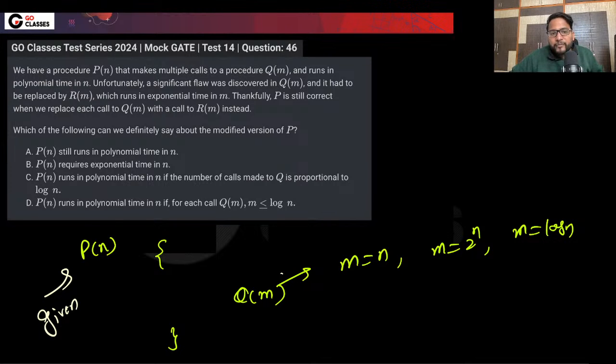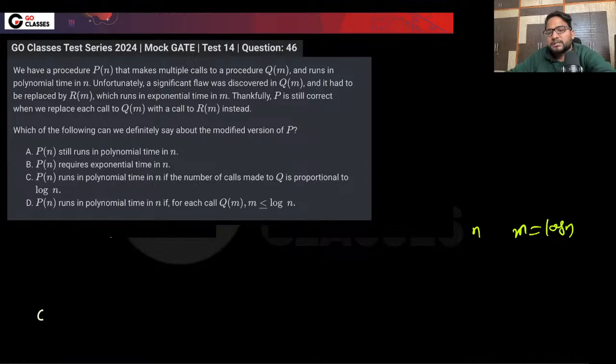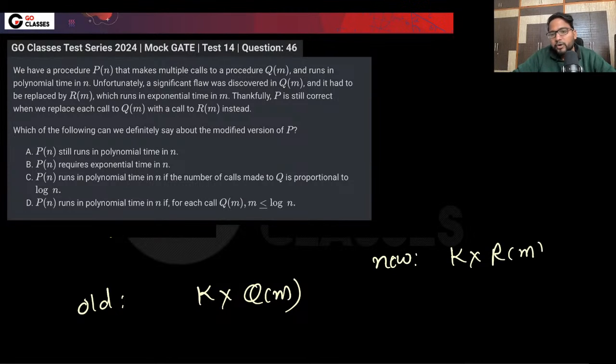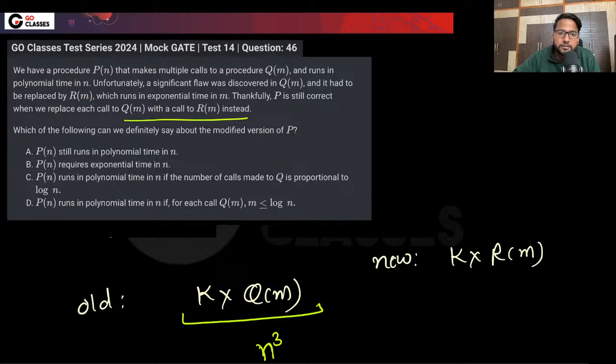Okay, so let me write what is given to us. See, what is given to us is something like this. They are saying old you are having k into qm, new you are having k into rm, right? This whole thing is polynomial. Let me just take it n, I mean n cube or anything. This whole thing is polynomial. It is also given.